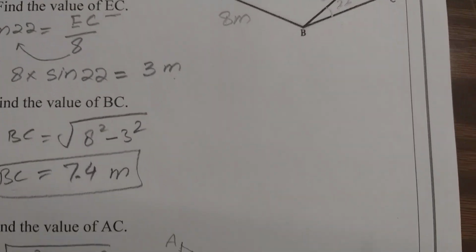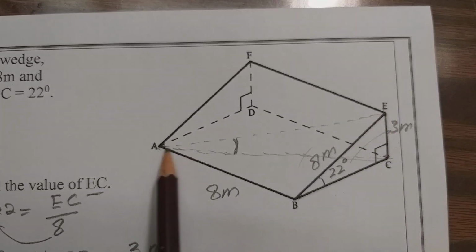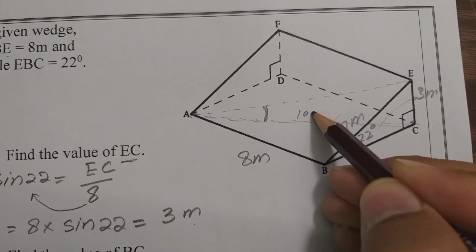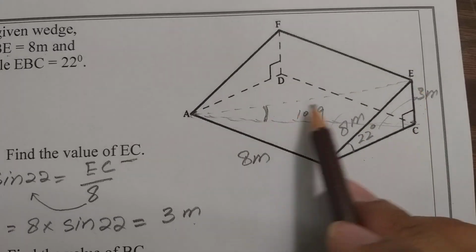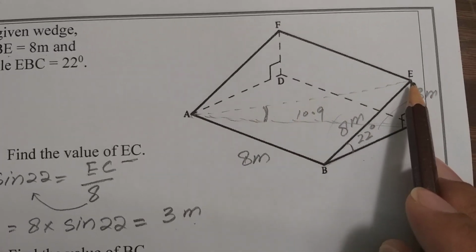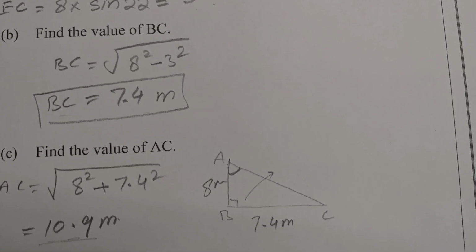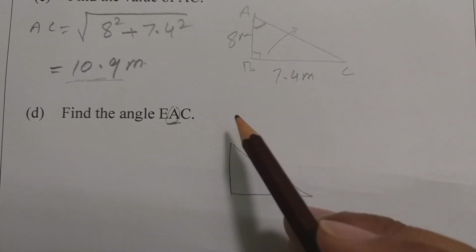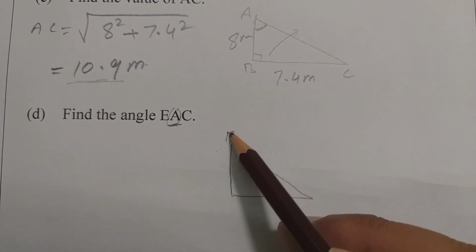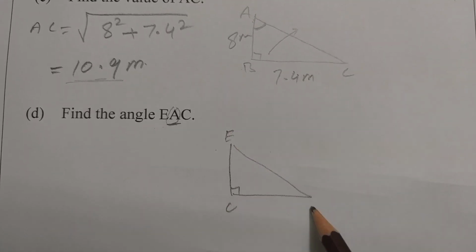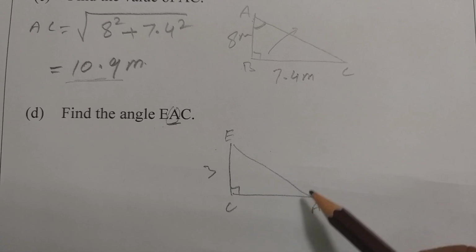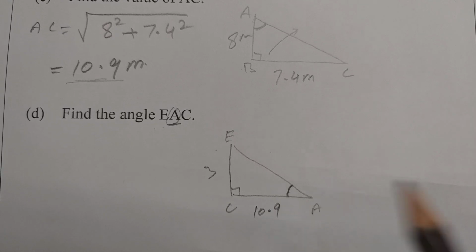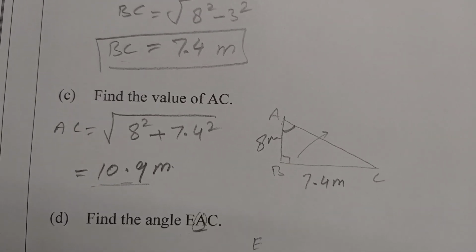EAC. So what triangle becomes here? We know that AC equals what we just found here, 10.9. This is opposite, this is adjacent, and this is the hypotenuse. If we draw the triangle, it becomes a triangle like this. If I say this is E, this is C, and this is A. So EC equals 3, and we need to find this angle, and AC we just found, which is 10.9. So according to this, this is opposite, this is adjacent.